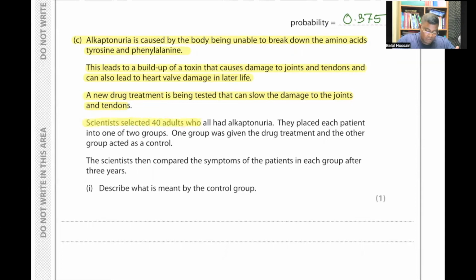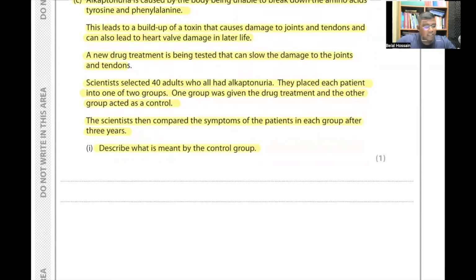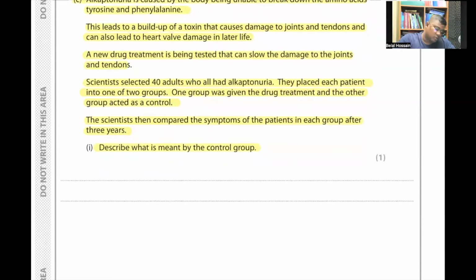Scientists selected 40 adults who all had alkaptonuria. They placed each patient into one of two groups. One group was given the drug treatment, and the other group acted as a control. The scientists then compared the symptoms of the patients in each group after 3 years. Describe what is meant by control group. So basically, a control group is a group that gets placebo medicine. They do not get the treatment.